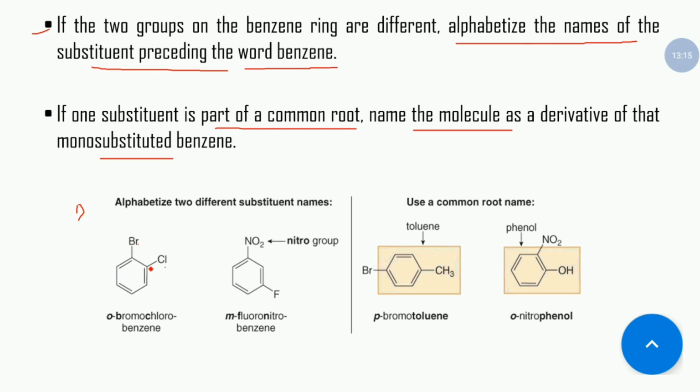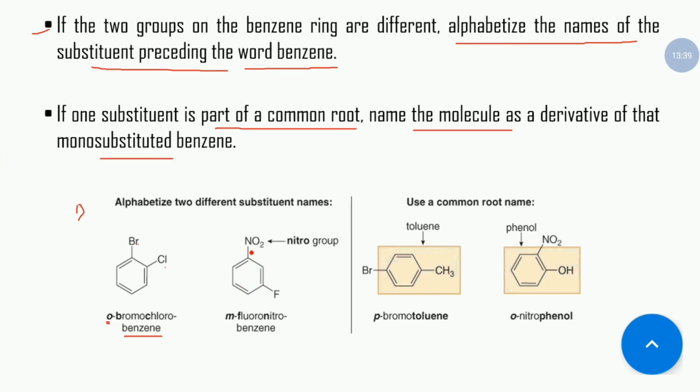So which one is first? The ortho position is first, so ortho is there. Here it is written in small handed. After that, which group is alphabetically first? That is bromo. So it's bromo, after that chloro, and finally the benzene. Very easy. Okay, go for the second example.